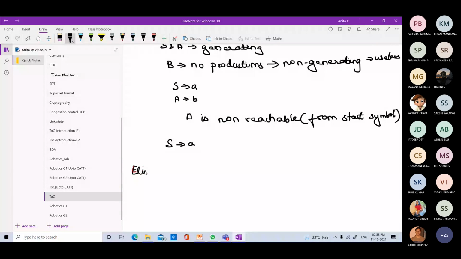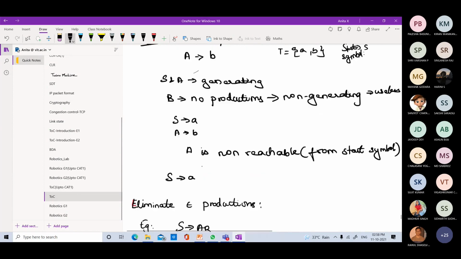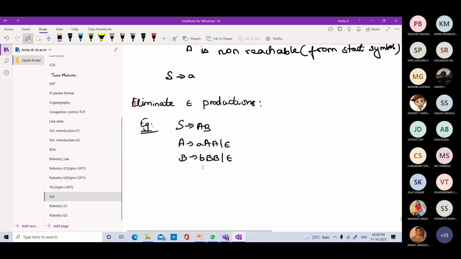So now we are going to proceed with eliminating epsilon production. Okay, epsilon production or null production, empty productions. That's it, right? So here we can start with an example. S derives AB. Okay, so here, which is a null production here? Empty productions. Which are the empty productions here?